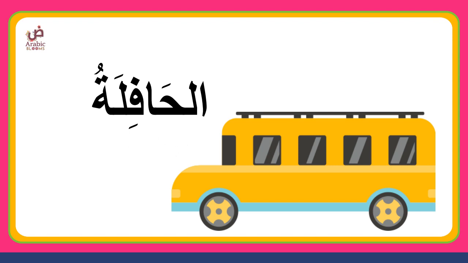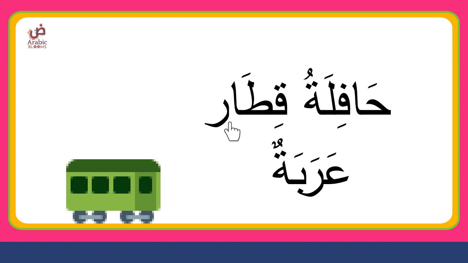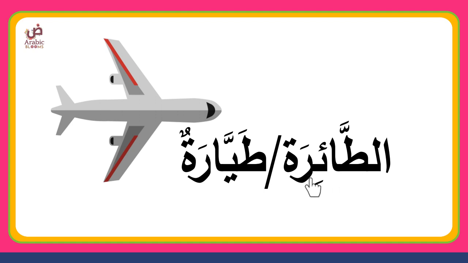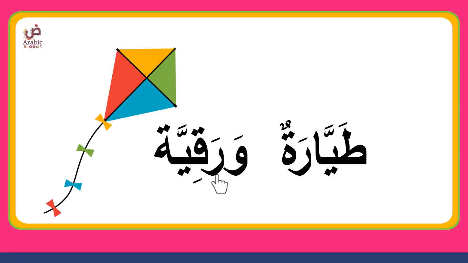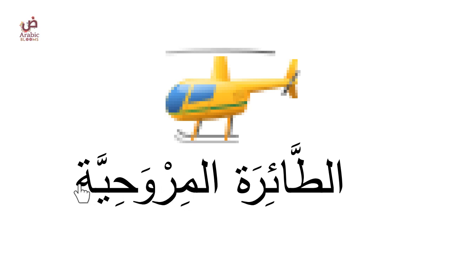الحافلة. حافلة قطار. قطار means train. حافلة قطار or عربة. الطائرة. You can say طائرة without L or طيارة. طيارة ورقية. ورق means paper. الطائرة المروحية. مروحة that's a fan.